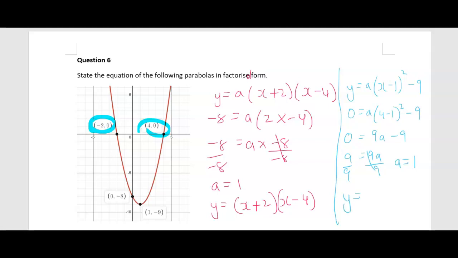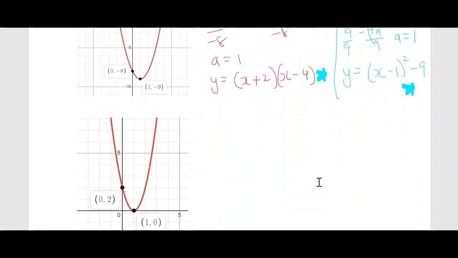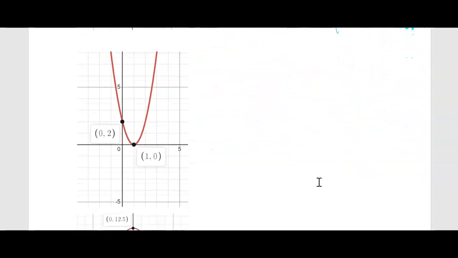So if we're going to substitute that back in, x minus 1 squared minus 9. So you can see here it's factorized form and this is turning point form, but they're both the same thing. If you wanted expanded form, then you just go ahead and expand either quadratic. All right, doing the second one.